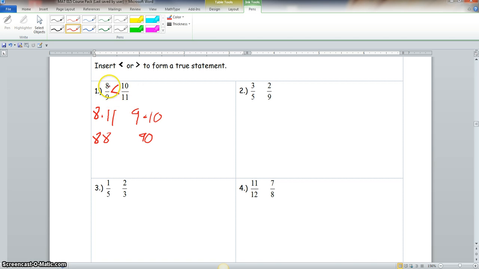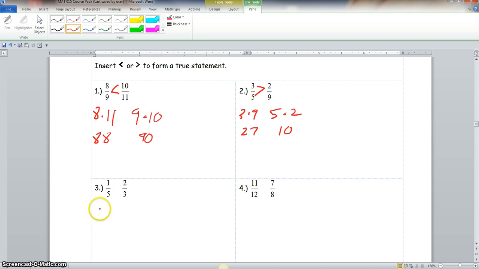So remember, you must do it in that order. Top to bottom goes first, bottom to top goes second. So we could do that with number 2. We have 3 times 9, and then we will have 5 times 2. 3 times 9 is 27, and 5 times 2 is 10. We know that 27 is greater than 10, so we'll put our greater than symbol here.